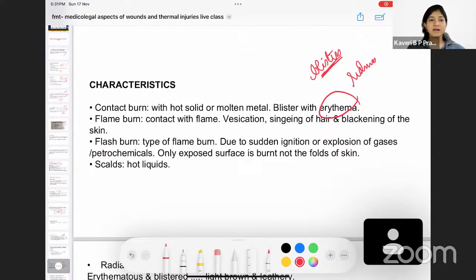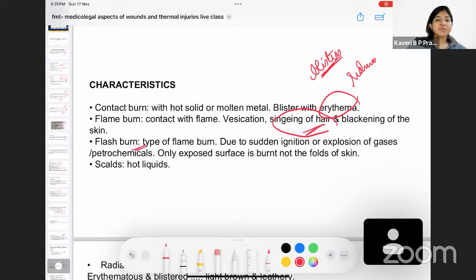Then we have flame burn, where you come in contact with a flame. There is going to be vesication. So small vesicles, the fluid-filled cavities, are formed on the surface of the skin. There is going to be singeing of the hair. That is, whenever hair burns, there is a peculiar odor to the hair and it becomes brittle. That is called singeing of the hair. And even there is blackening of the skin.